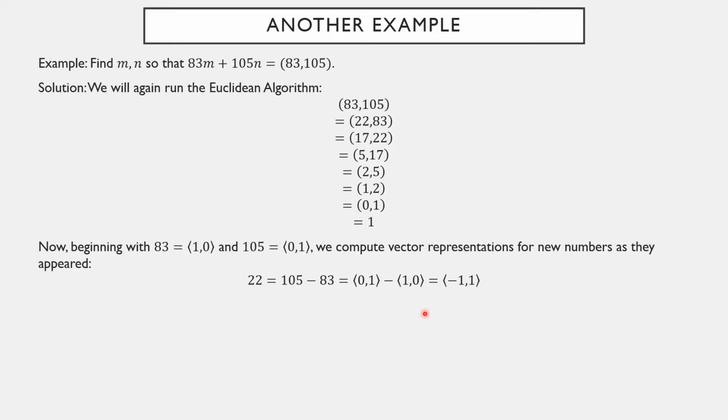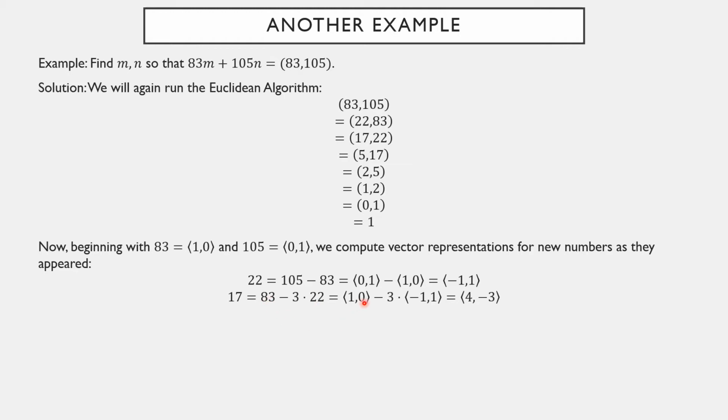So 22 is this vector, and indeed, this just says 83 times negative 1, and 105 times 1. Hey, there it is, 83 times negative 1 and 105 times 1. So no big surprise so far. Now let's look at our next remainder of 17. This is 83 minus 22 minus 22 minus 22 to finally get my remainder of 17. In other words, it's 83 minus 3 times 22.